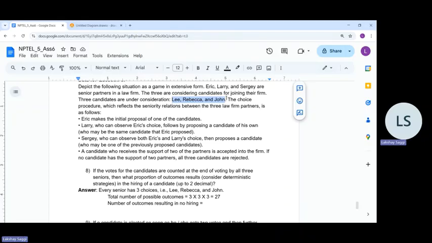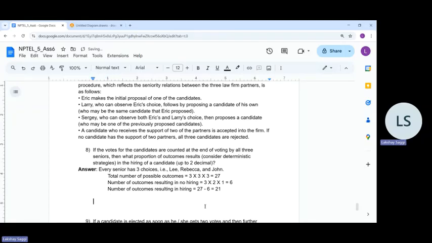So it can be seen that if all these candidates are getting one vote each, then Lee gets a vote of either Eric, Larry, or Sergey. So there are three choices of Lee getting a vote. But as soon as Lee gets a vote, then Rebecca gets only two choices, and then John only gets one choice. So 3 times 2 times 1, which is 6. So the number of outcomes resulting in hiring is actually equal to 27 minus 6, which is 21.